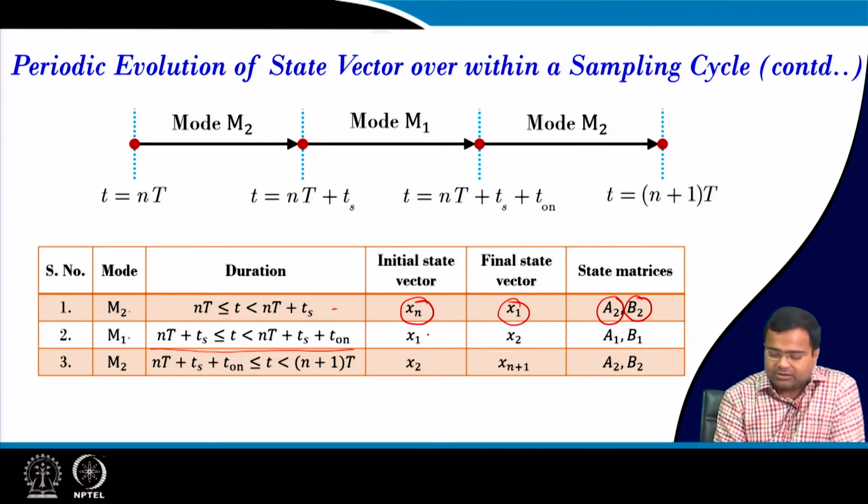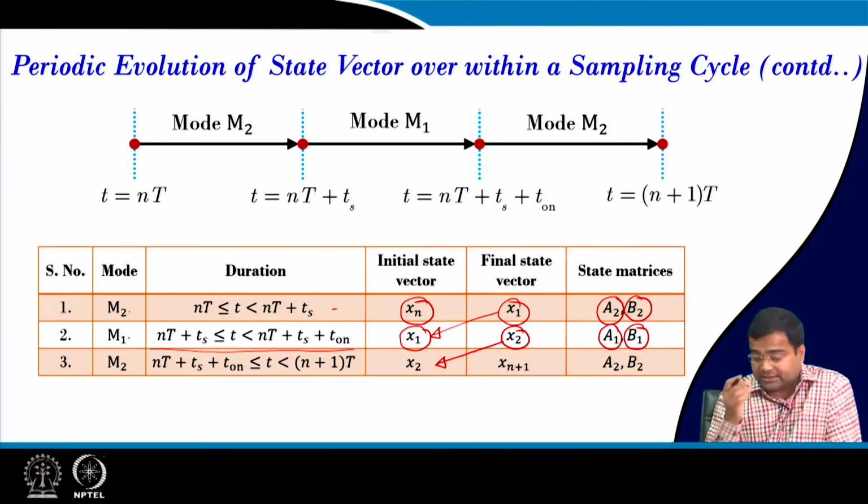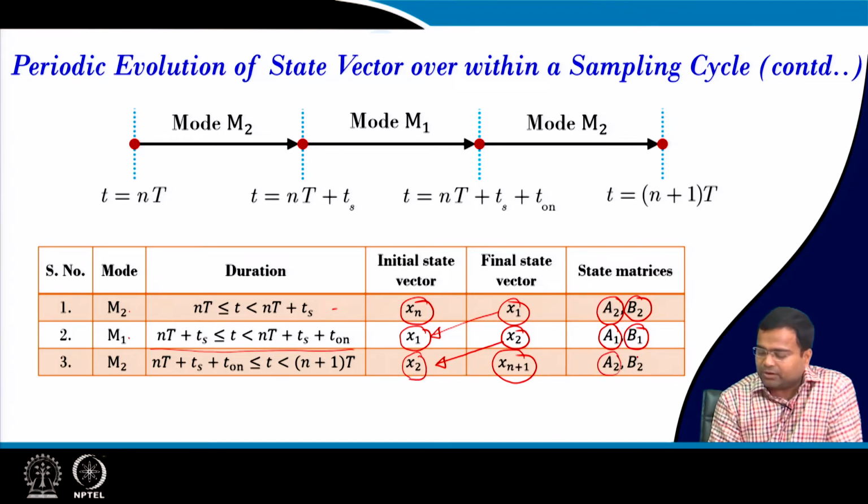Then in this mode the initial state is X1, and the final state is X2, and in this mode 1 the A1 and B1 matrices will be considered. Again, this will be the initial state for the next configuration. So, X2 is the initial state and the final state is Xn plus 1, and in this mode again it is mode 2. So, A2 and B2 matrices.